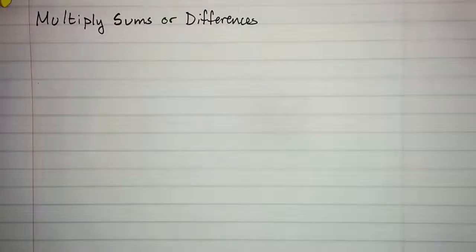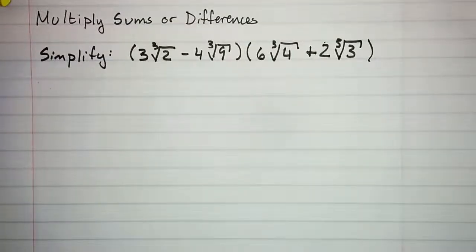What if we have an expression involving radicals that involves both multiplication and addition? So for example, what if we want to simplify an expression that looks like this? What should we do?